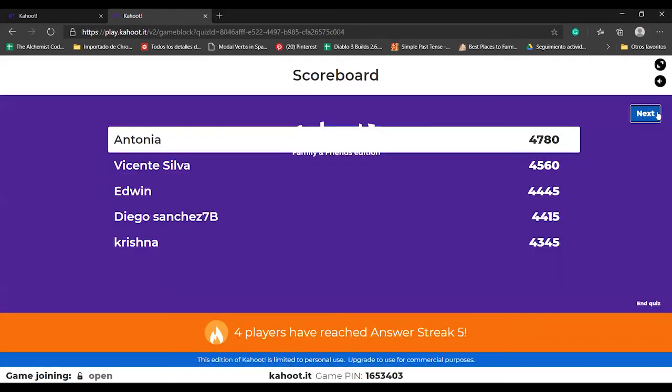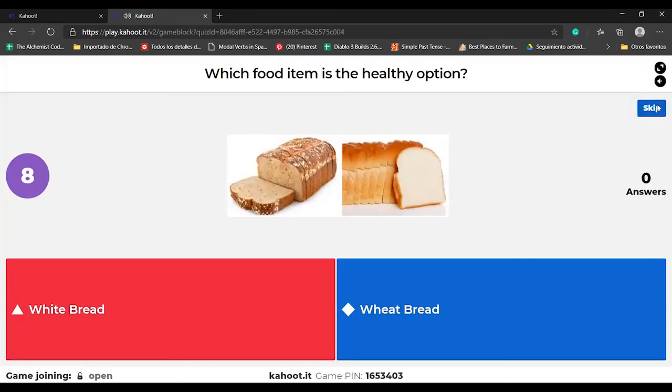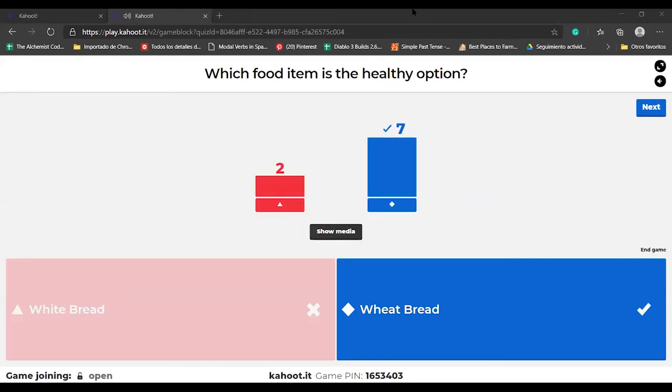Okay? The next one, the healthy option. White bread or wheat bread? Excellent, wheat bread. And why?